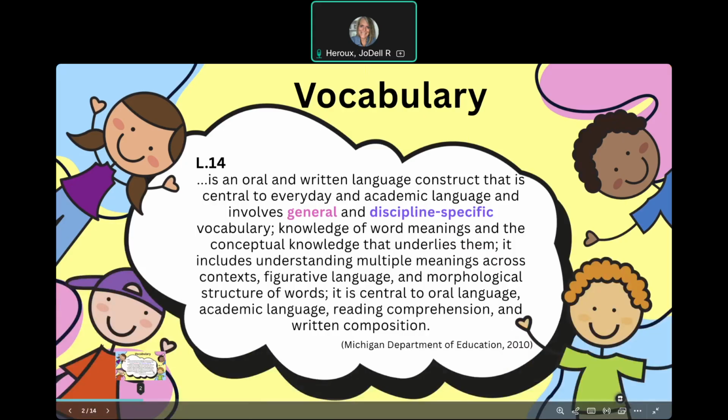So knowledge of word meanings and the conceptual knowledge that underlies them. It includes understanding multiple meanings across contexts, figurative language, and morphological structure of words. It is central to oral language, academic language, and reading comprehension, and written comprehension. So this is what vocabulary is. So when you're doing your literacy construct resource guide, this is the definition that you would provide for vocabulary.